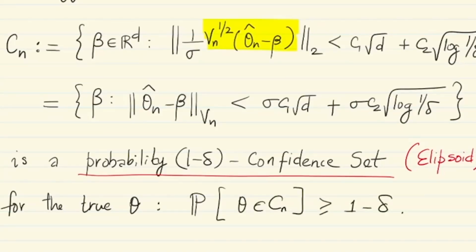So if you had this data x1, y1 up to xn, yn, and if you constructed this set Cn, you can be assured that Cn is a high probability confidence set that will typically contain theta within it.